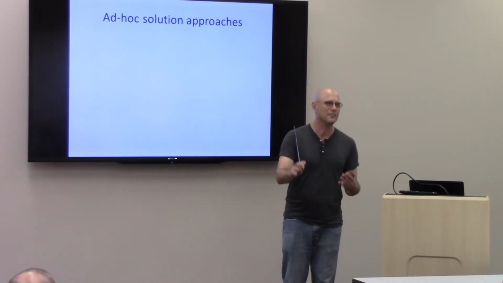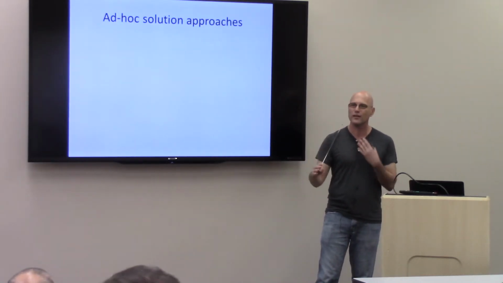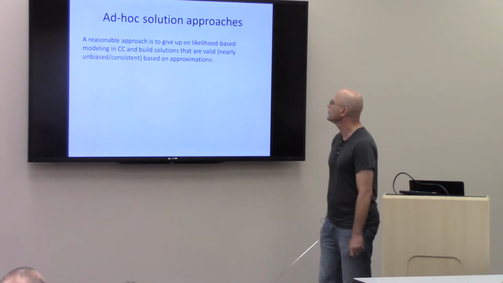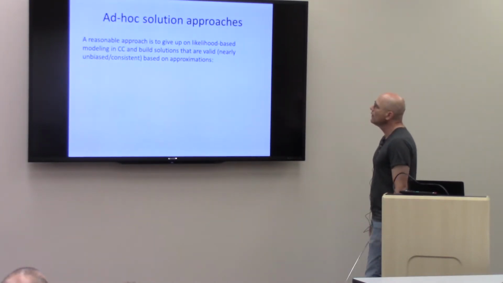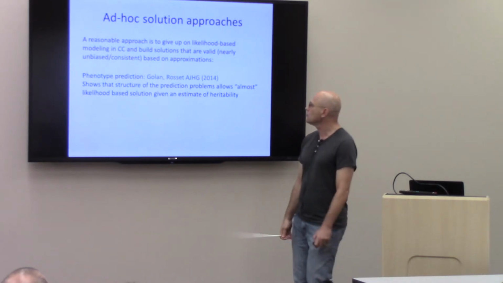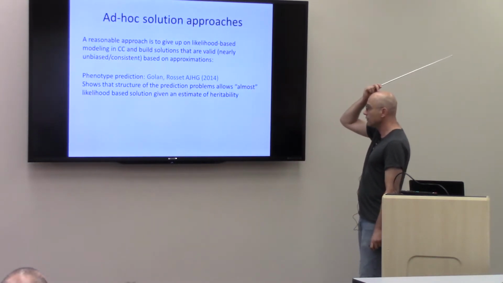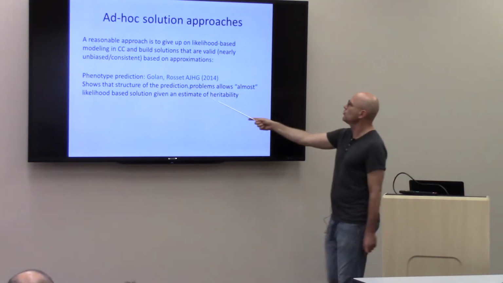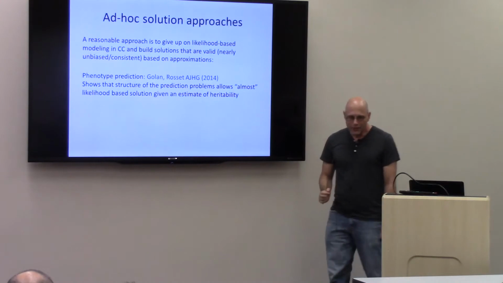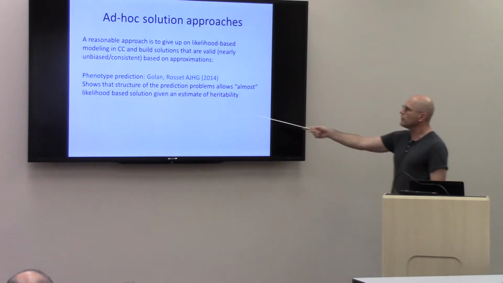Let's try to find something that we can say explicitly what it does, and we can calculate reasonable estimators with it. Right? So this is something we've been doing in my group for a while. And we basically have published solutions for two modes of this problem. One for phenotype prediction, David's work in 2014. And it basically says if what we want to do is prediction, then we can actually use a likelihood-based solution, assuming we know the heritability.